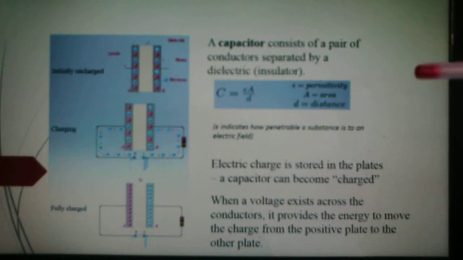A capacitor consists of a pair of conductors separated by a dielectric insulator, C equal to epsilon A divided by D. Here epsilon is the permittivity, A is the area, D is the distance. Epsilon indicates how penetrable a substance is to an electric field. Electric charge is stored in the plates, and a capacitor can become charged.